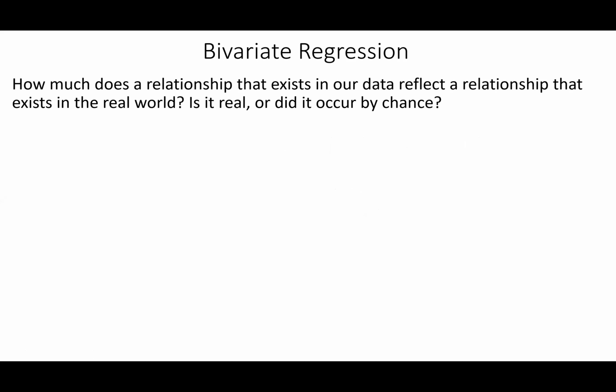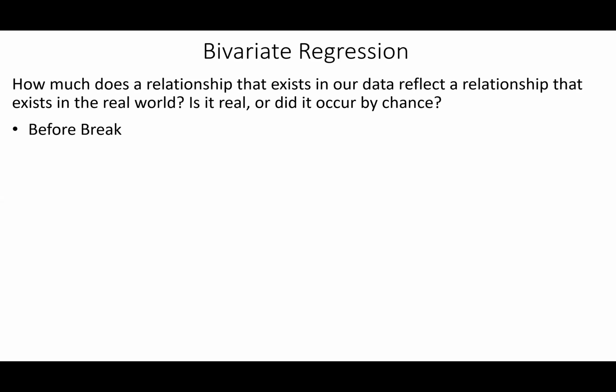To get started, we're going to pose the same question that I pose at the start of every single one of our classes. And that is, how much does a relationship that exists in our data reflect a relationship that exists in the real world? So if we're seeing a bivariate regression, a beta coefficient, or some Pearson's R correlation statistic, does that reflect a real relationship or a real pattern between two political phenomena? Or is this something that simply occurred due to chance?